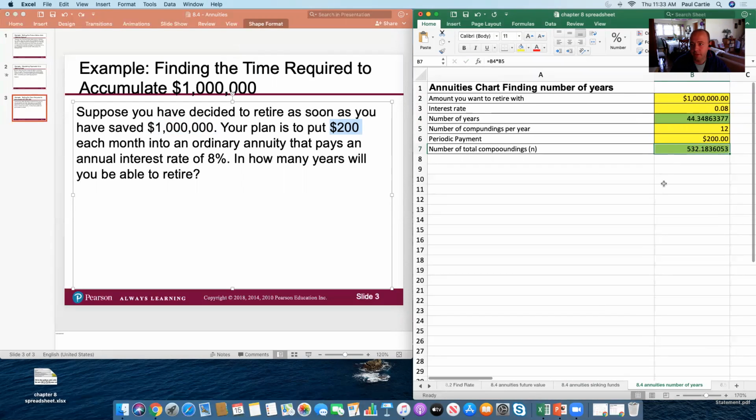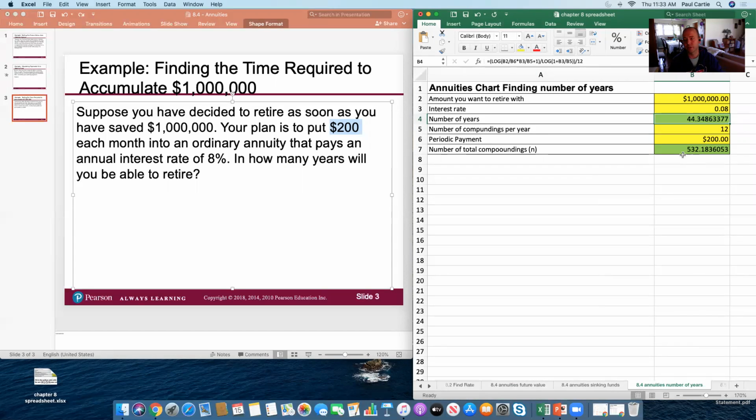Okay, and what does it look like we need? Where it says number of years, this box right here, 44.3 years. The bottom box, the total number of compoundings, is how many $200 payments I made into that annuity. So over the 44.3 years, I made deposits 532-ish times. So 532 deposits over the 44.3 years. Okay, so how long until I can retire? A little bit more than 44 years is the answer to that question. Okay, so that's how you use the spreadsheet.